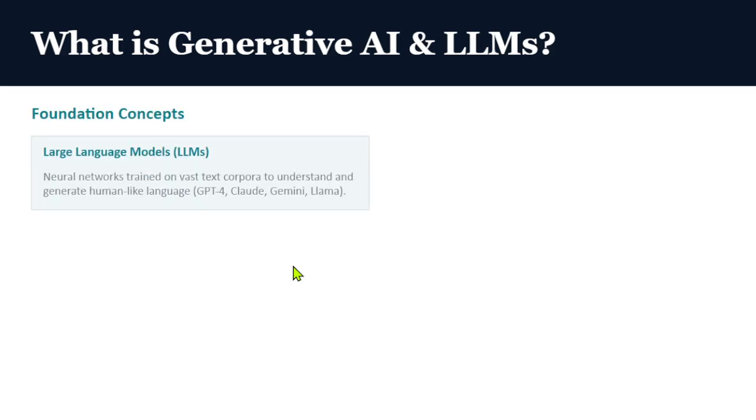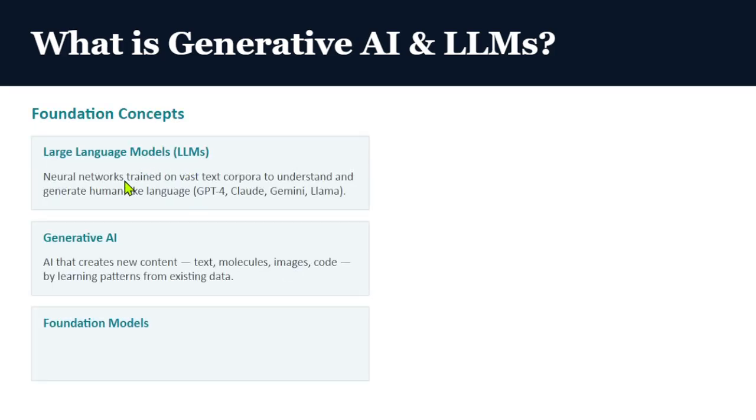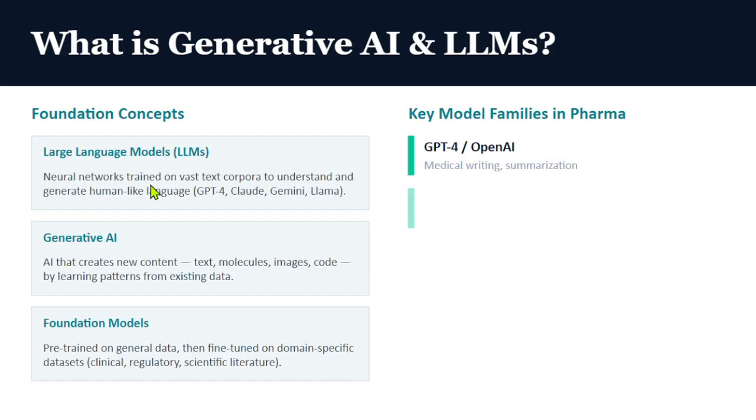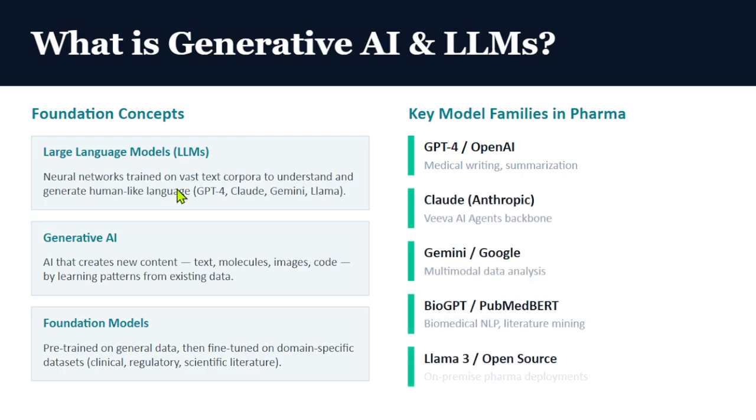So let's start with the basic definition. First, what is an LLM? LLM is a neural network trained on large language models with context. I know you have used ChatGPT or Gemini or Meta AI. Those are all LLMs, working on a large language model.